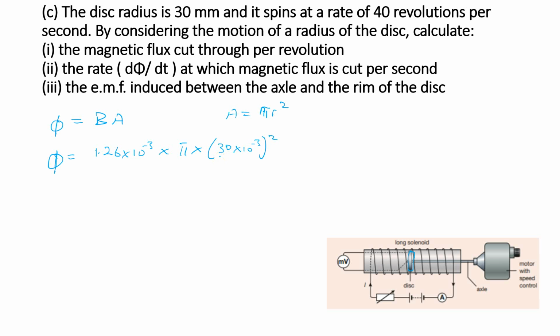So let's just put it together. 1.26 times 10 to the minus 3 times pi, then times the radius squared. All right, I think I'm getting that the magnetic flux is going to be 3.56 times 10 to the minus 6, right? I believe that's the answer that we're getting. Yeah, I think so.